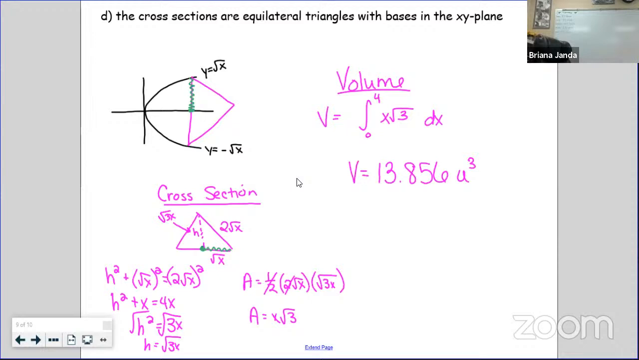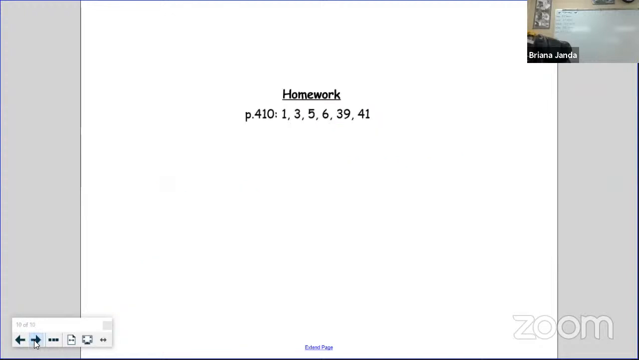All right. Your assignment tonight is out of the book. Kind of a shorter one because I know these problems take a little bit of time. So draw yourself a picture, draw yourself the cross sections to work into finding the volume. You're on page 410, 1, 3, 5, 6, and then 39 and 41.